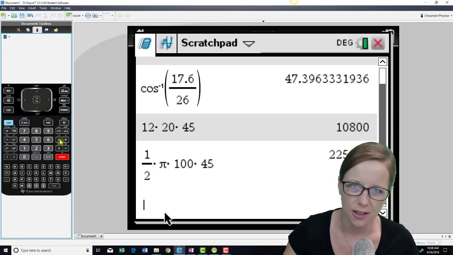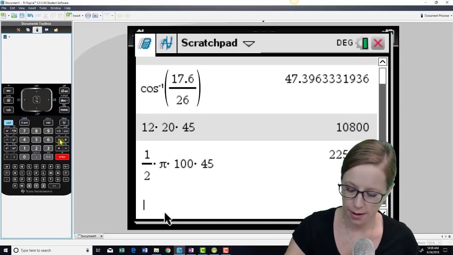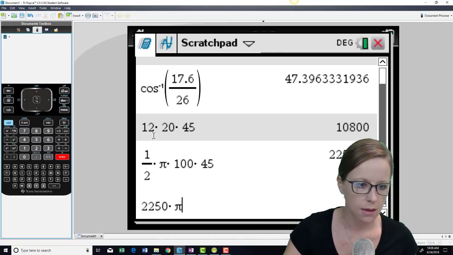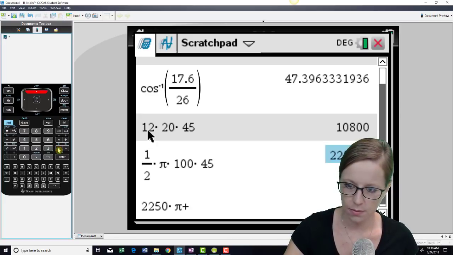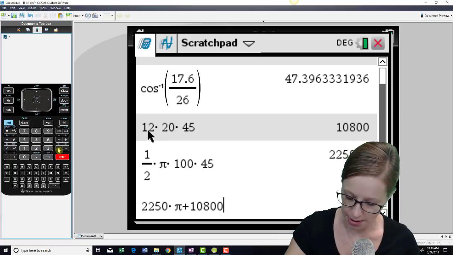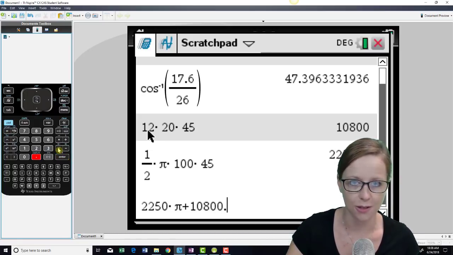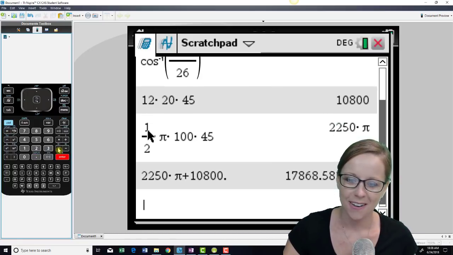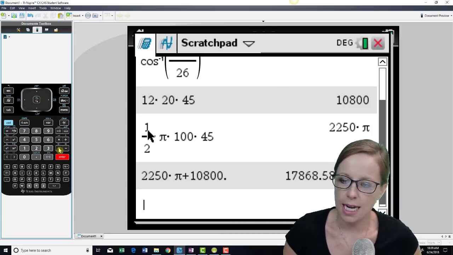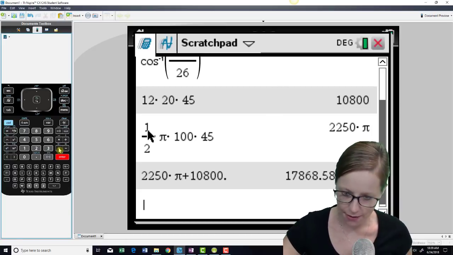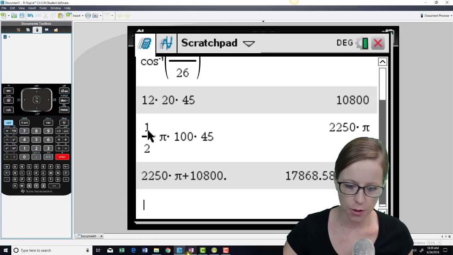Oh, I forgot his calculator is special, by the way. So then I'm going to say, okay, I want to do this plus this, and I have to put a decimal point here because his calculator is special, just like Mr. Krause. Okay, so 17,868.583. Let's go back here.